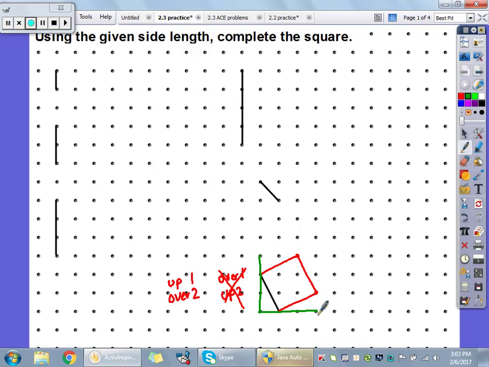draw the box around the outside and make sure that it touches all the vertices, all the corners, okay? And we want to find the area of the big green square around the outside. So that's 1, 2, 3. 3 squared is 9. So the area of the green square is 9.